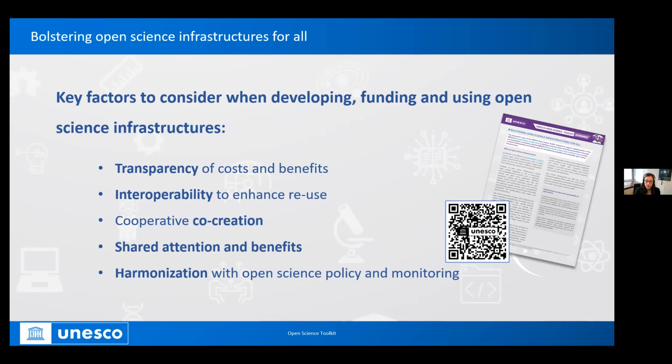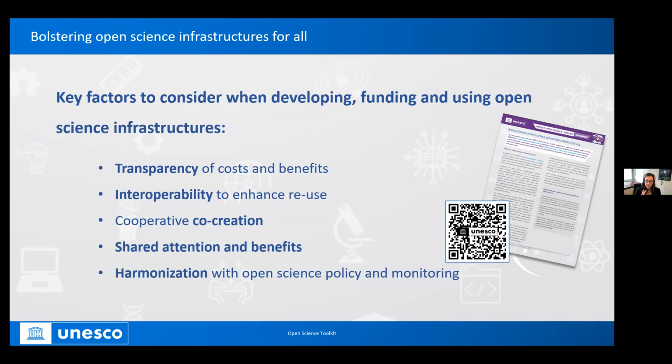Interoperability to enhance reuse, you know much more than I do about these issues. Cooperative co-creation, so working with different communities, including the user community, to create these infrastructures. Shared attention, shared benefits, awareness of existing infrastructures, trying not to duplicate what is already out there, and really trying to take most advantage of the fact that you can network and federate the different existing infrastructures. And then some kind of harmonization with open science policies and monitoring.